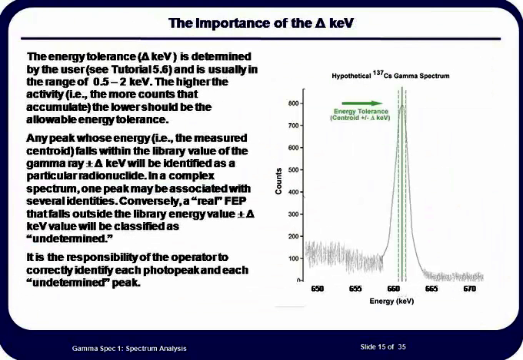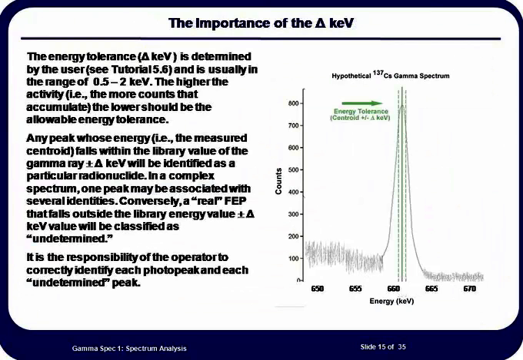The user is allowed to select an energy tolerance that identifies to the software the maximum amount that the measured energy of a gamma ray can be different from the library value, and still have the software decide that it belongs to a particular radionuclide. Energy tolerance values are usually in the range of 0.8 to 2.0 keV.